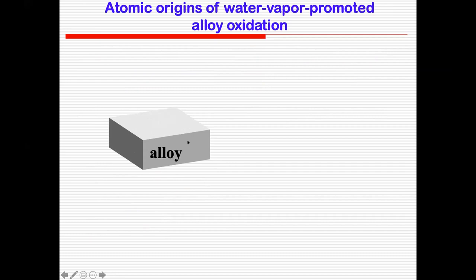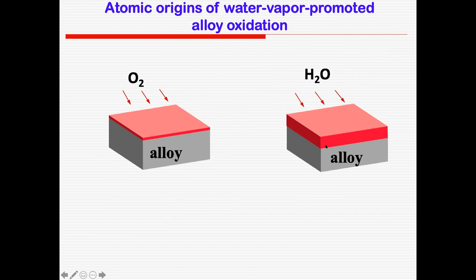For example, for pure O2 gas, we can form an oxide layer at the surface. And if you look at H2O water vapor, the oxide is now thicker. So for the same condition, same pressure, same temperature, the oxidation is faster in an H2O atmosphere. This is a well established phenomenon, okay?